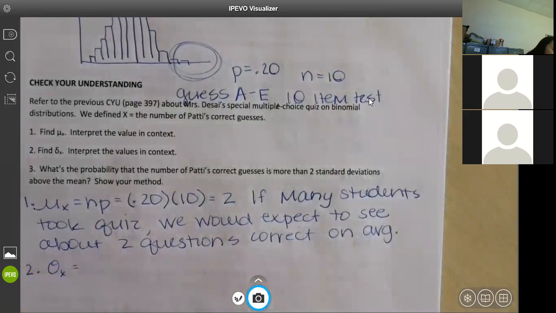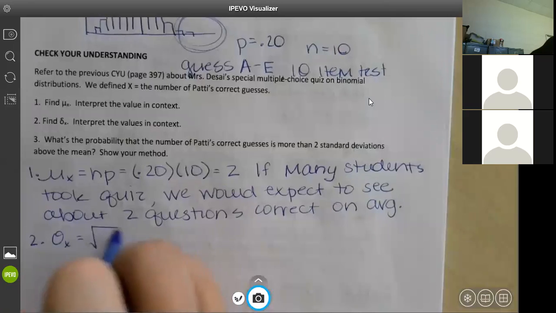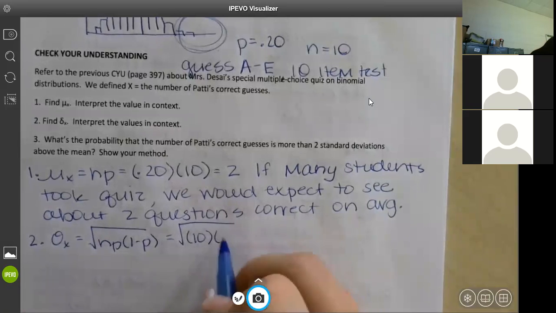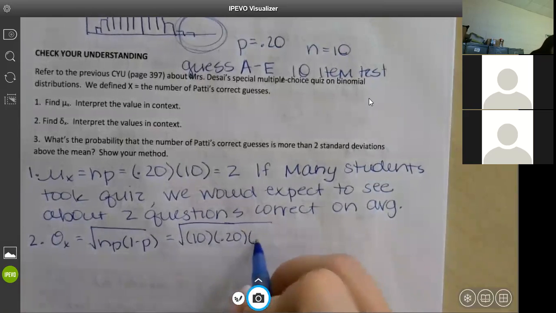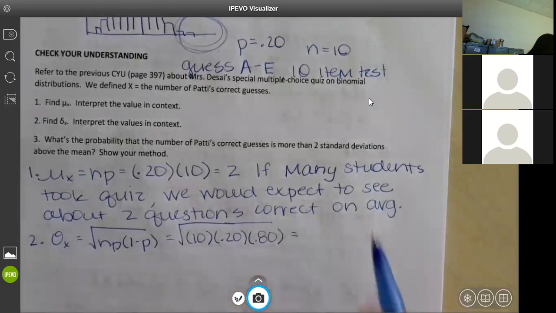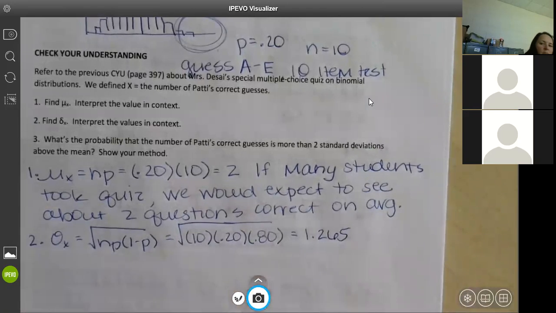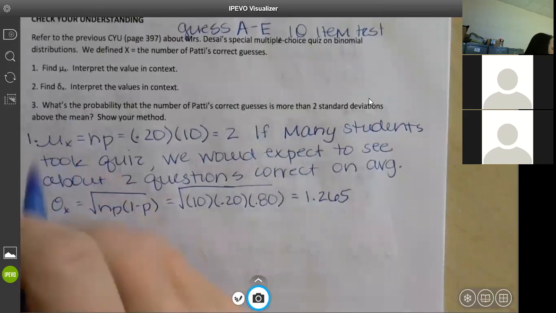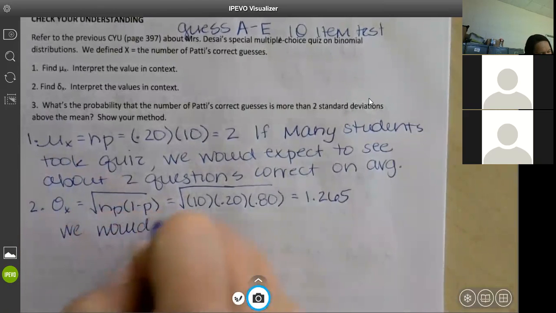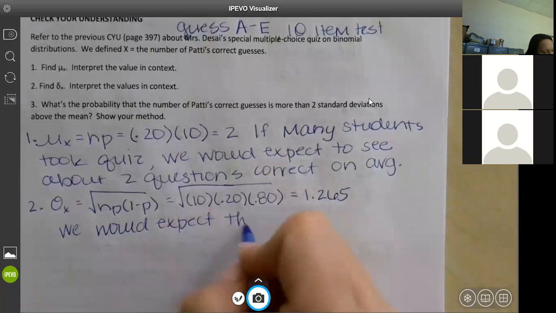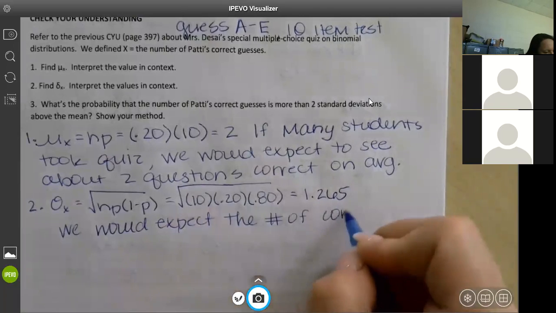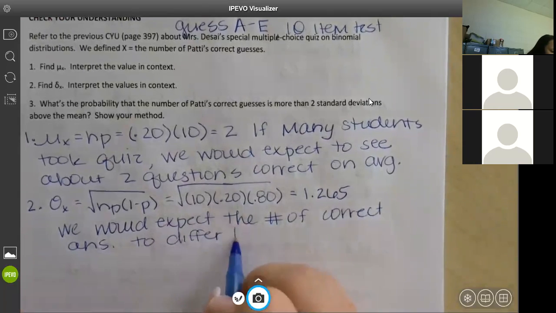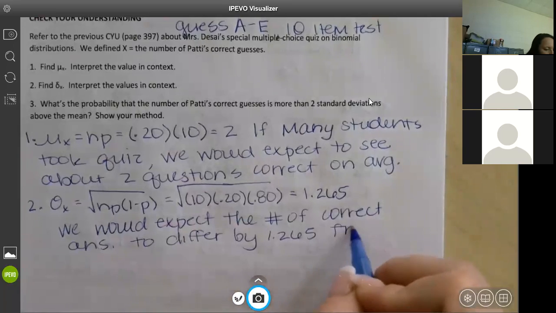Standard deviation of X. How do we find that? What's your formula? So our N was 10. Our success probability was 0.20. So what's our fail probability? 0.8. That gives us 1.265. If many students took the quiz, we would expect the number of correct answers to differ by 1.265 from the mean. Any way that you can say that.